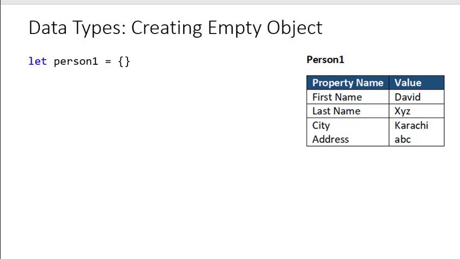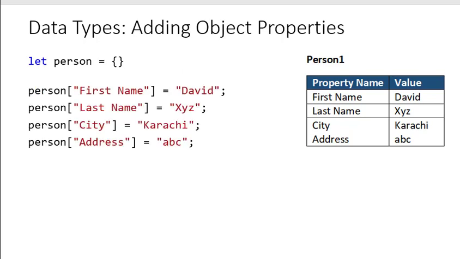You can create empty objects by assigning a pair of curly braces to a variable and then add properties or methods to it. Here, a variable person1 is declared by just assigning an empty pair of curly braces to it. Another way to create an empty object is using new Object. After creating the empty object, we add properties and values to it. Here, I have added a few properties and values in the person object. Note that the property names are written in double quotes inside the brackets instead of index of the array.